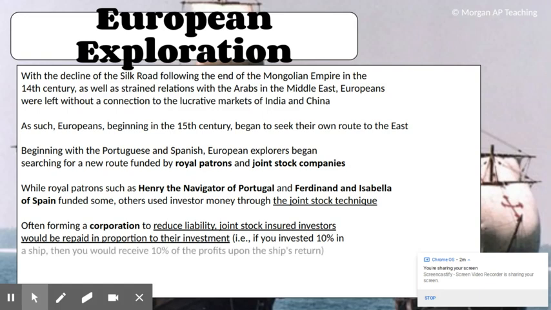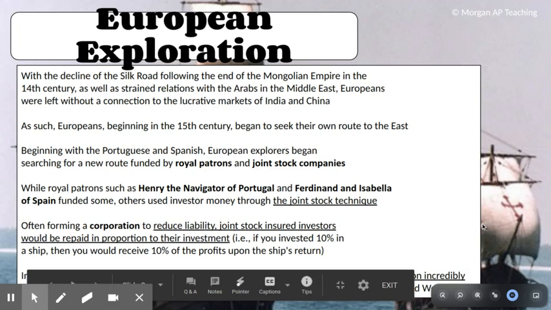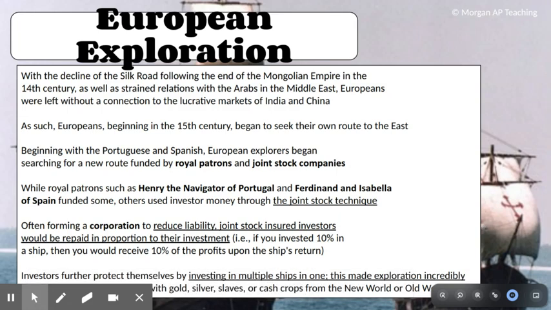So, European exploration. With the decline of the Silk Road following the end of the Mongolian Empire in the 14th century, as well as strained relations with the Arabs in the Middle East, Europeans were left without a connection to the lucrative markets of India and China. As such, Europeans beginning in the 15th century began to seek their own route to the east. Beginning with the Portuguese and Spanish, European explorers began searching for a new route funded by royal patrons, which were rich Europeans, and joint stock companies.